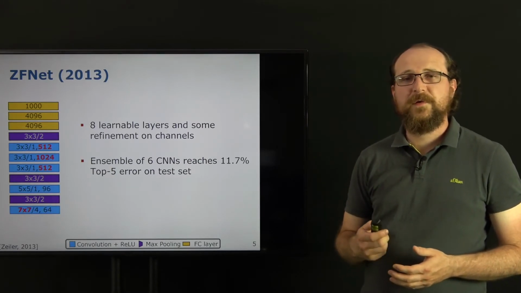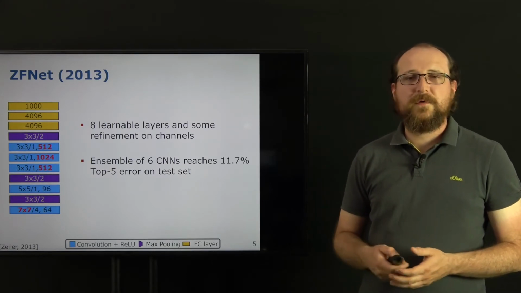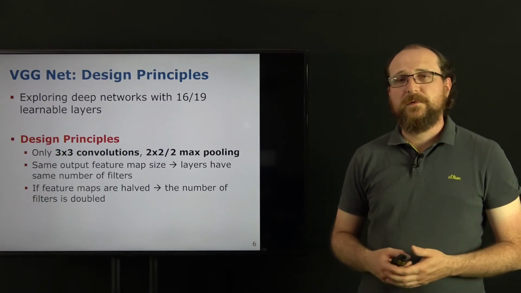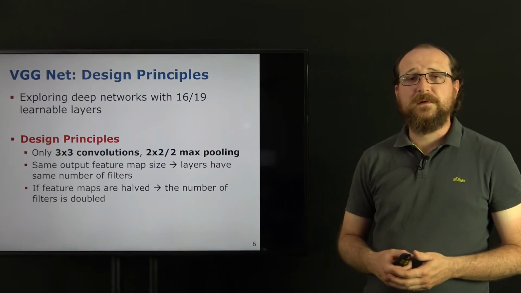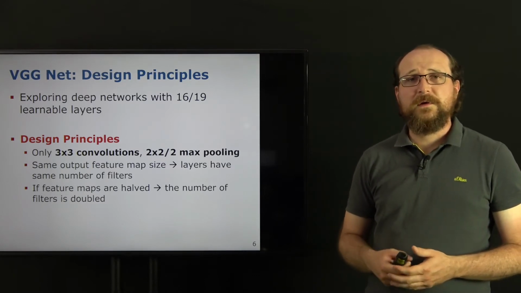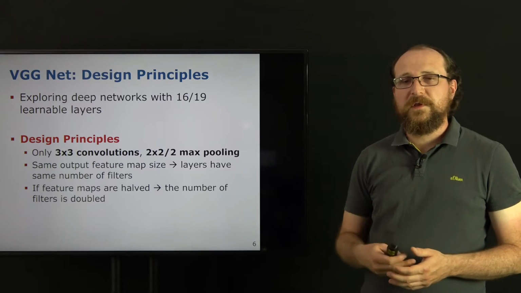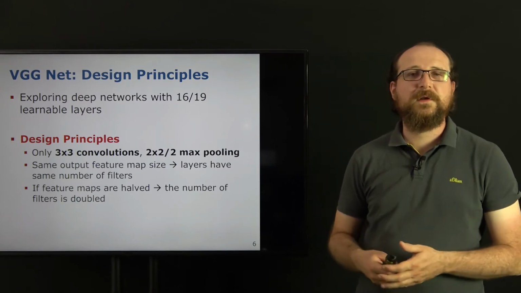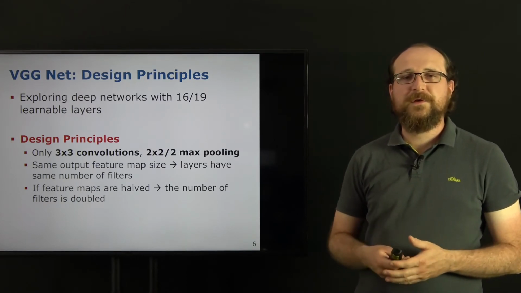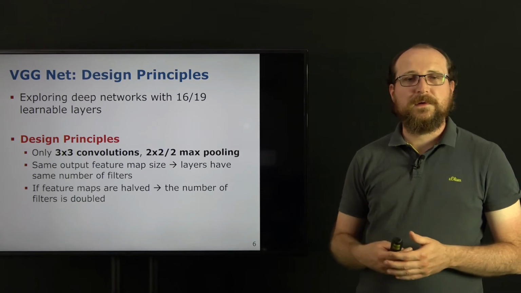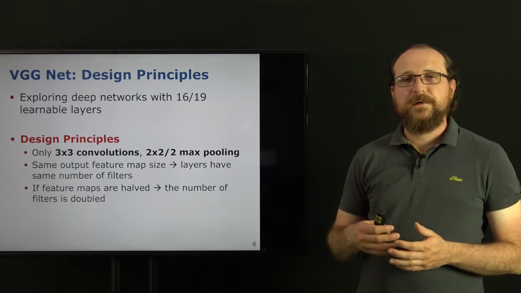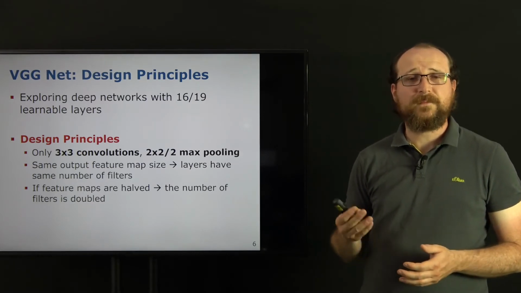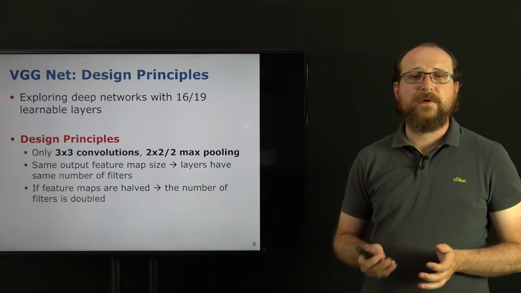For this, one specific approach that was tried was to explore deeper networks, with 16 or 19 learnable layers in the end. And this was the VGG Net. One good thing about this network was that they tried to follow some design principles, so how to structure the network in a way that it's efficient and uses the layers in a good way. For this they decided to just use 3 by 3 convolutions all over the place, and then using max pooling operations which were non-overlapping.